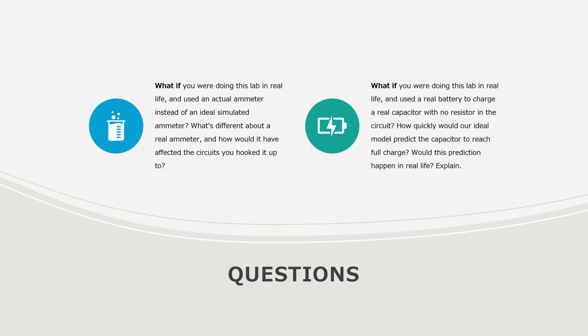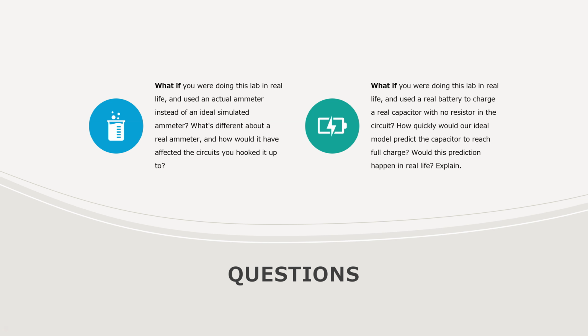The first additional question for this lab is, what if you were doing this lab in real life and used an actual ammeter instead of an ideal simulated ammeter? What's different about a real ammeter, and how would it have affected the circuits you hooked it up to? If we use an actual ammeter, we would have a small resistance from the wires that it hooks up to. In the ideal simulated ammeter, this resistance was not there, so that our calculations looked prettier or more ideal.